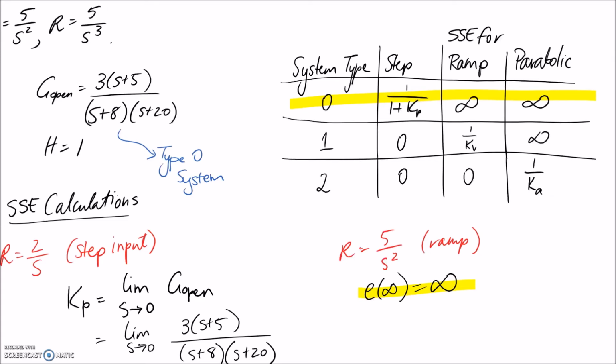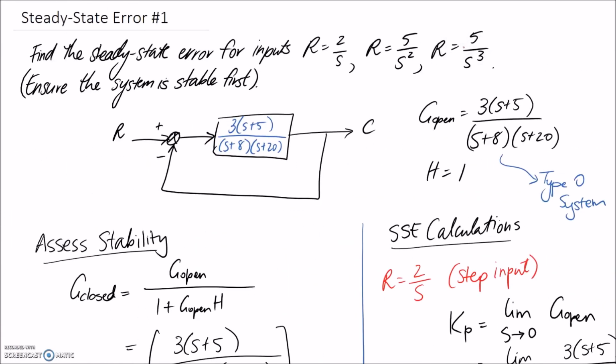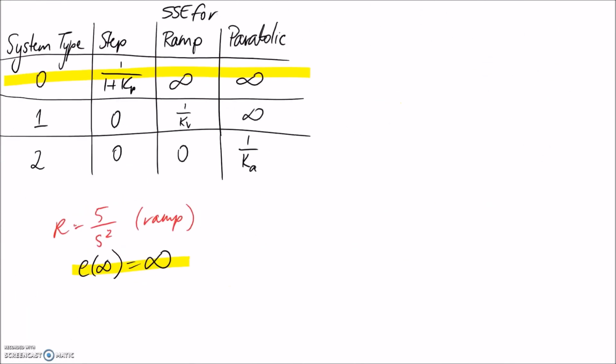The last one they needed to do was the parabolic input, and this is where r is equal to 5 on s cubed. So let's write that down. Sorry, it was 10 on s cubed. Let me fix that up. Again, if we look it up in the table, we have a type 0 system, parabolic. The error that we see is going to be infinite. So that's our last answer.